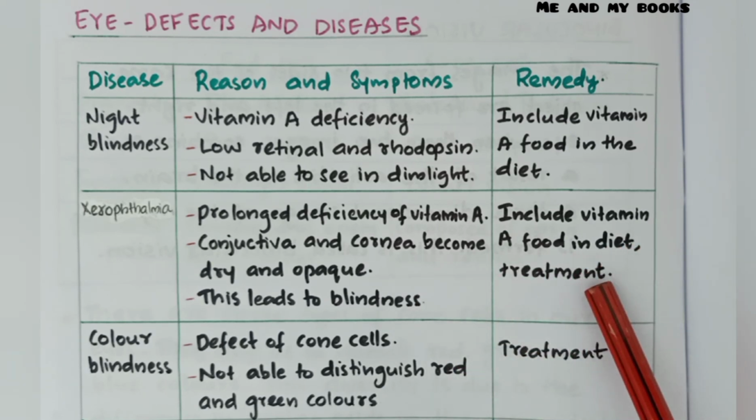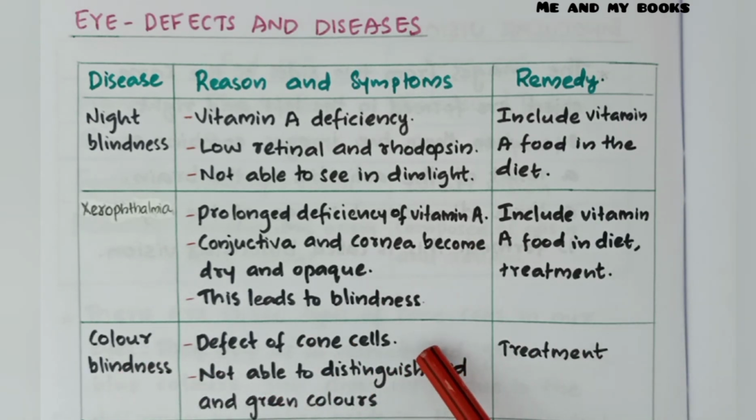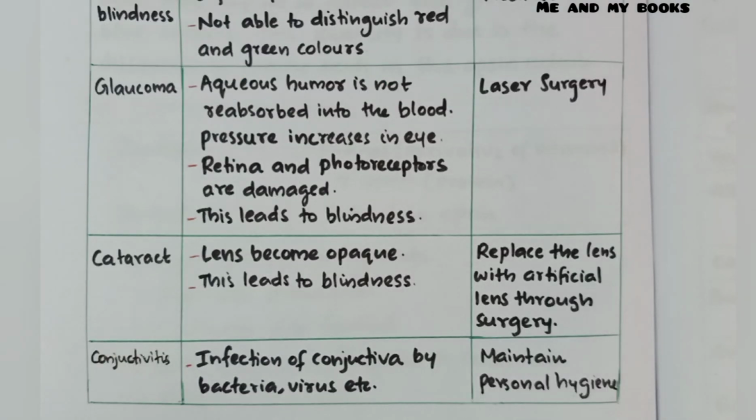Treatment is very important. Next disease, color blindness. Color blindness is due to the defect of cone cell, not able to distinguish red and green color. And what is the remedy? Treatment is the remedy.